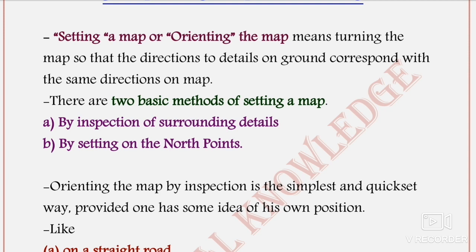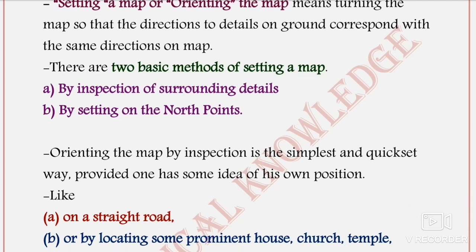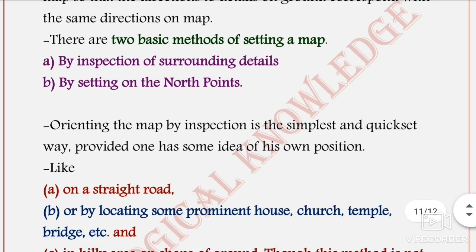For orienting the map so that direction to details on the ground correspond with the same direction on the map. It means in whichever direction you are standing or the object is, in that direction your map is also. There are two basic methods of setting a map: by inspection of the surrounding details. So in the area you have entered, you can inspect the surrounding areas.